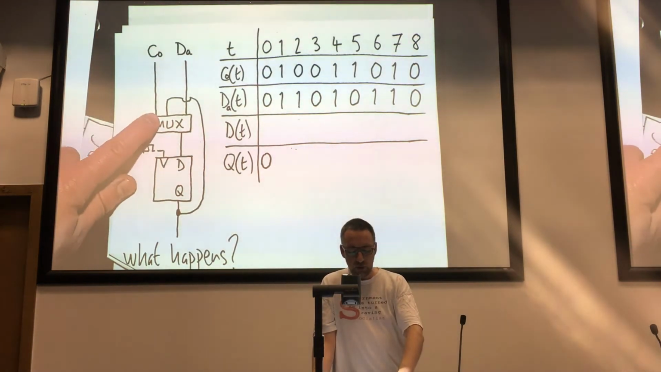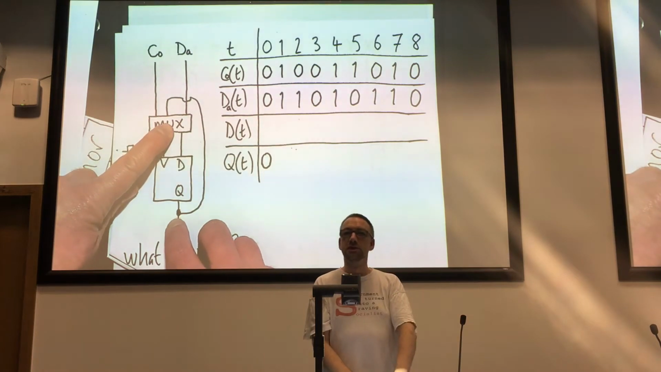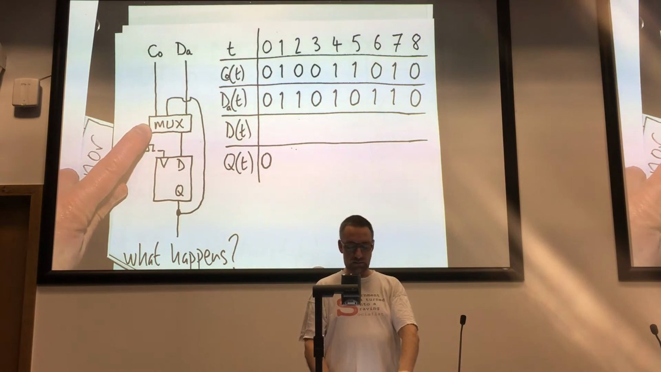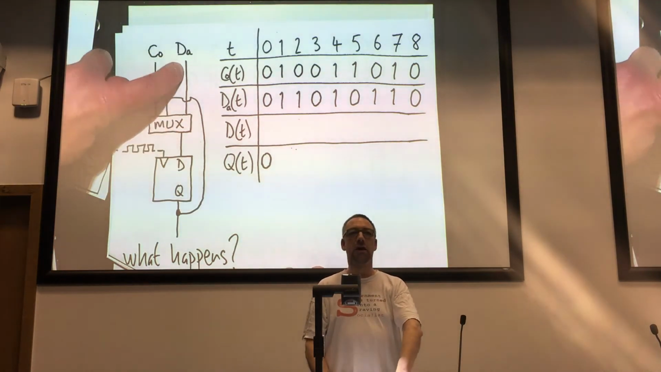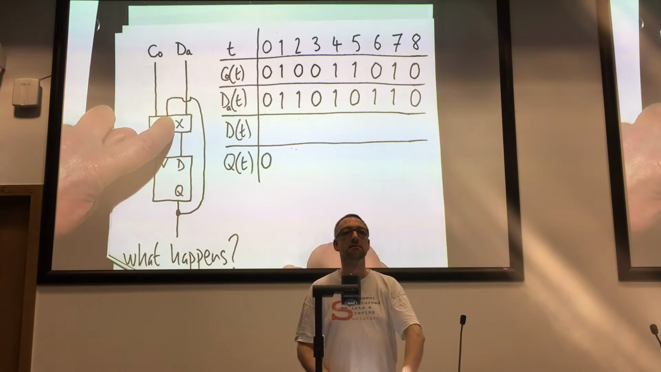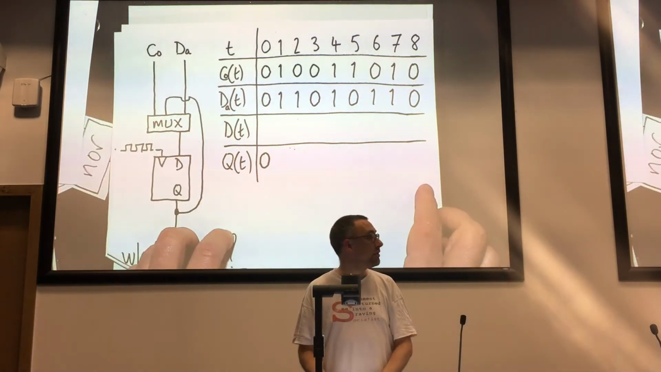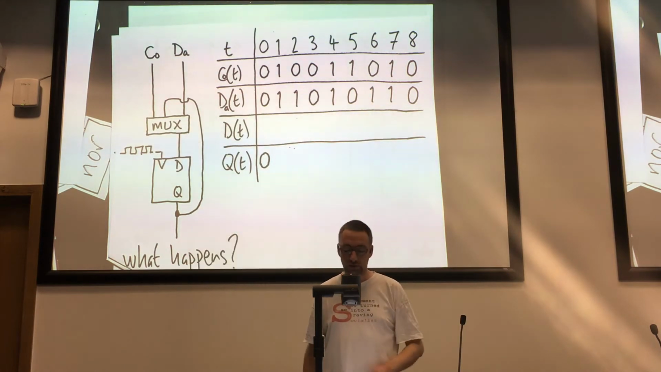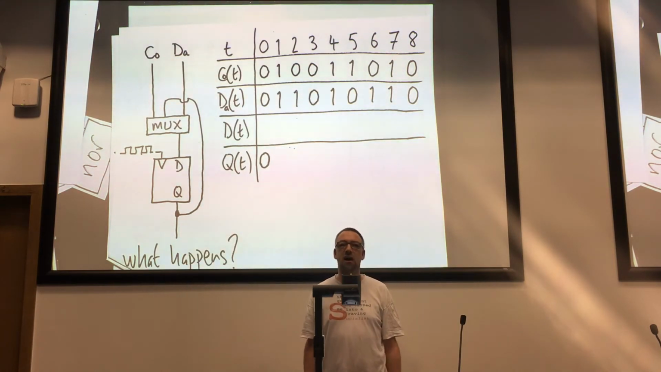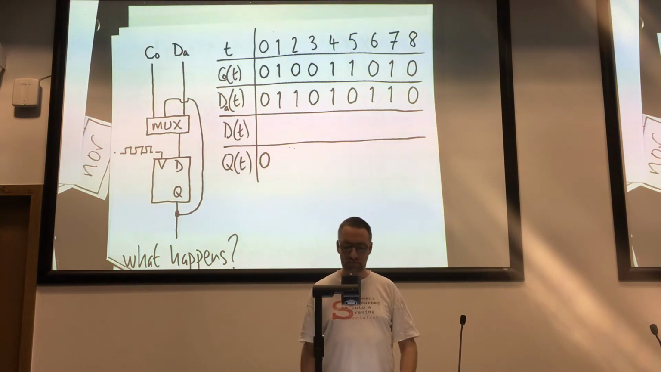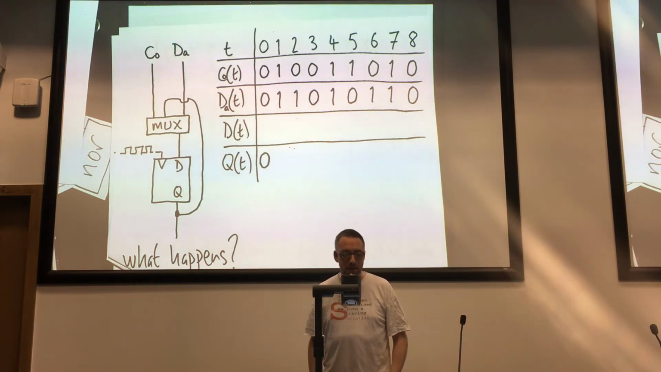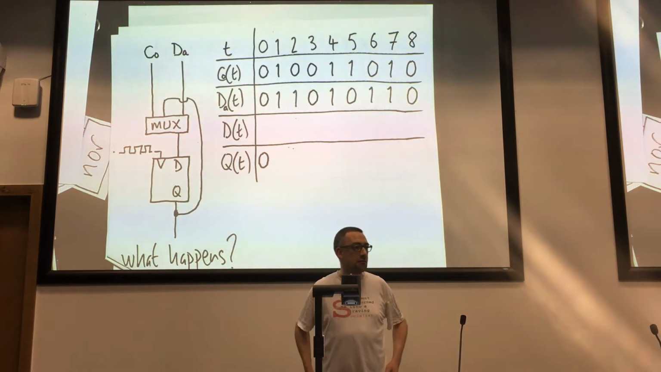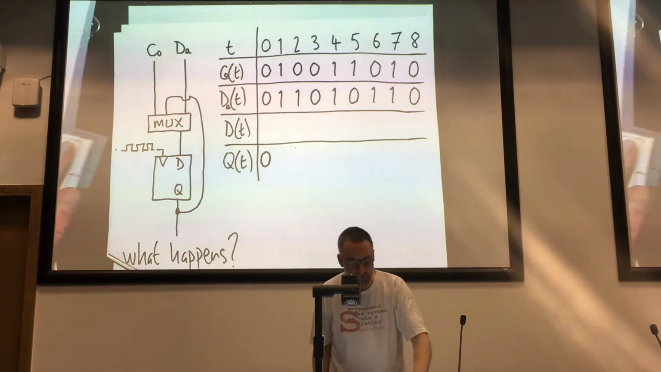If the control is 0, the mux will choose the old Q value. If the control is 1, the mux will choose the current value coming in from data. So I've given you that the initial value of Q is 0, and I've told you what the control and data signals are at each time. So can you have a go at figuring out what happens? Again, feel free to talk it through with your neighbours.